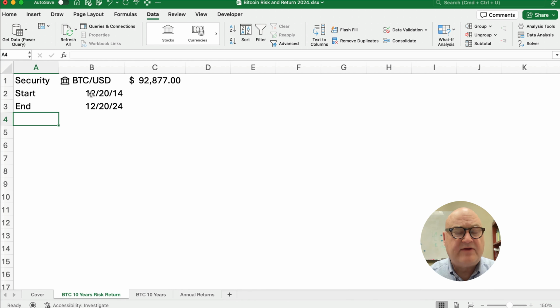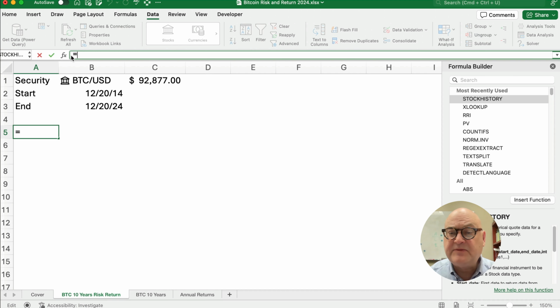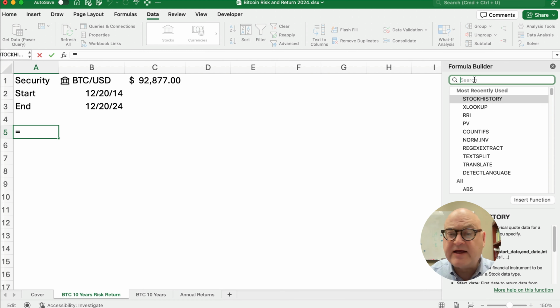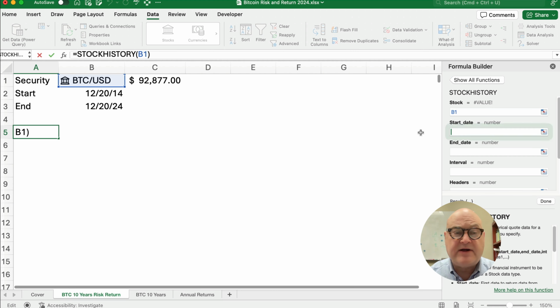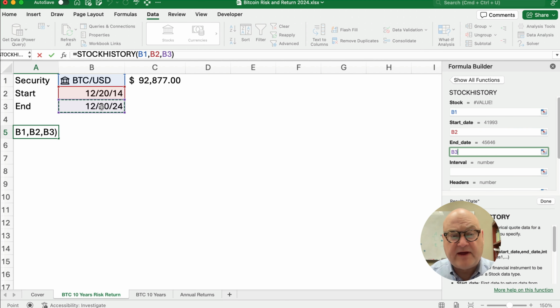So we're going to start with the 2014 date, and end exactly 10 years later in 2024. Right here, I'm going to use the stock history function. I'm going to hit the insert function because I think that's easy. I can search for stock history. Once I find it, stock history is going to be the stock, the start date, and the end date. I'm going to always point to that.